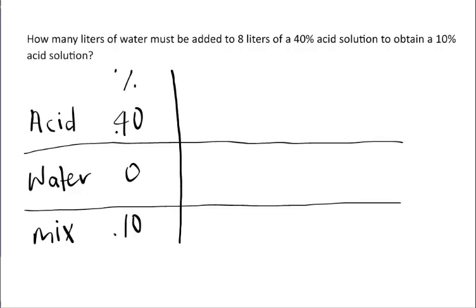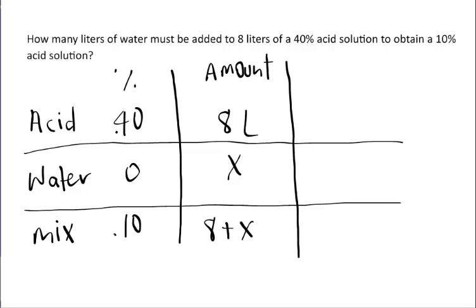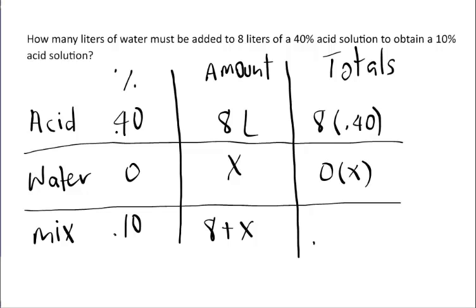The next one is the amount that we're going to add. Well, we've got 8 liters of acid. We don't know how many liters of water, but I do know that if I put 8 together with x, I get 8 plus x. And then the last one are my totals. Multiply going straight across those rows. So this is going to be 8 times 0.40. This is going to be 0 times x. And this is going to be 0.10 times 8 plus x.